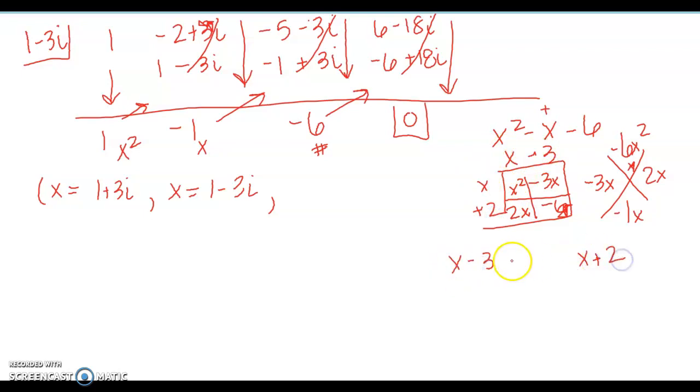If we were to set these equal to 0 and solve for x to get our zeros, we get x equals 3 and x equals negative 2 as the rest of our zeros. So we have two real solutions and two complex solutions. If you were to graph this, you would see only the real solutions of 3 and negative 2 on the x-axis. The complex solutions would not appear.